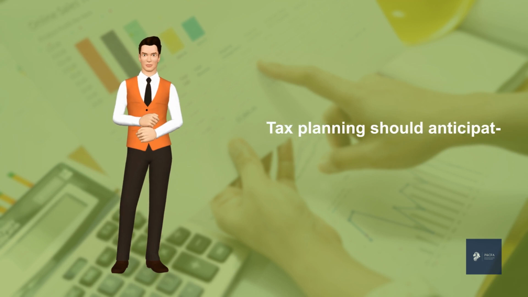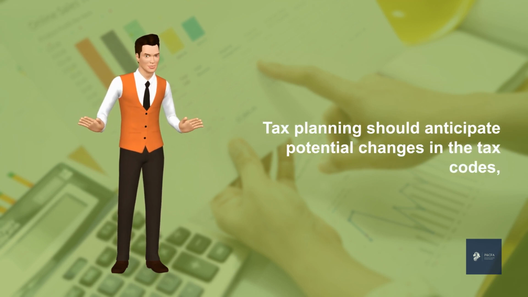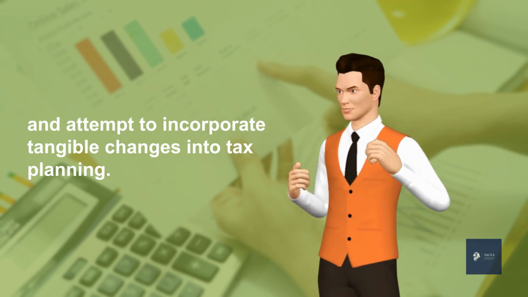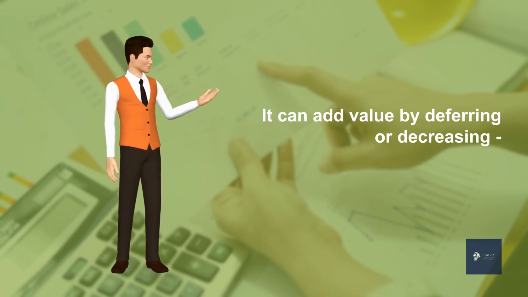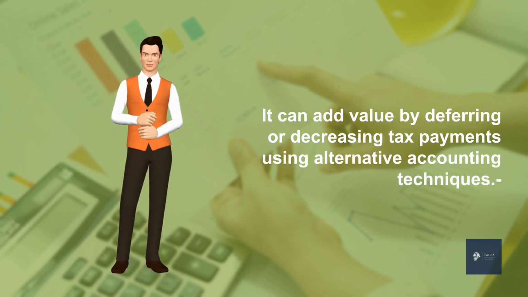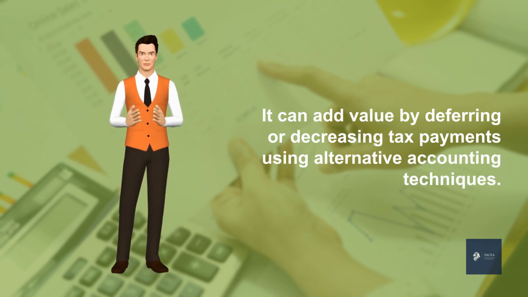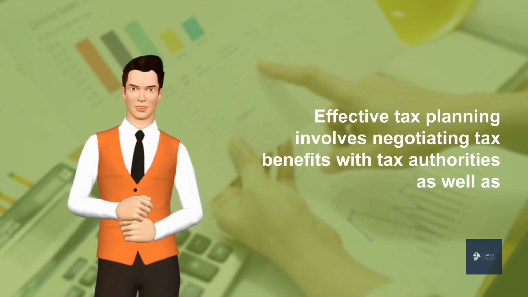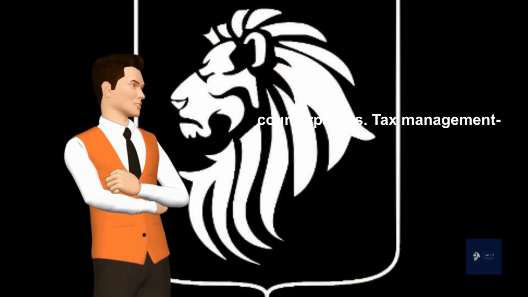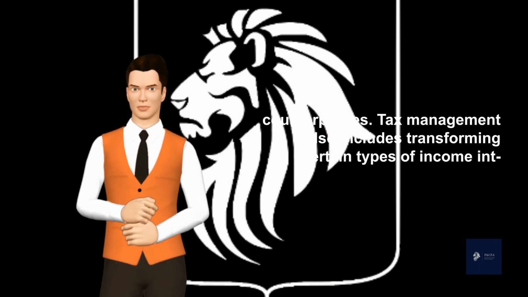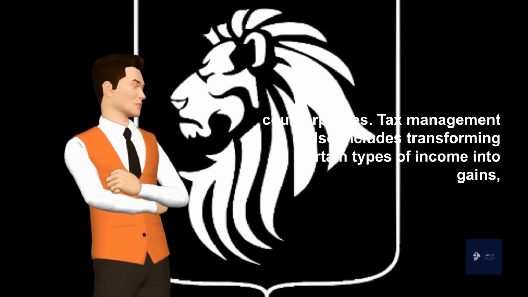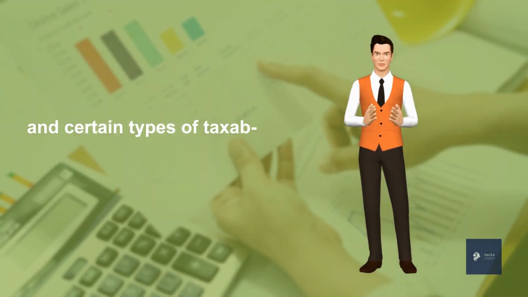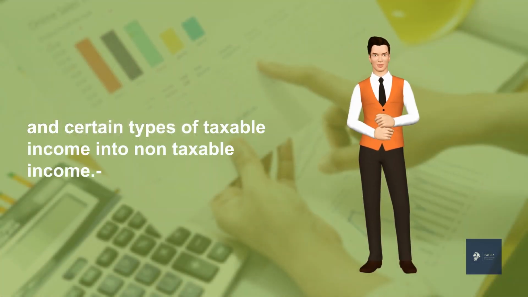Tax planning should anticipate potential changes in the tax codes, and attempt to incorporate tangible changes into tax planning. It can add value by deferring or decreasing tax payments using alternative accounting techniques. Effective tax planning involves negotiating tax benefits with tax authorities as well as counterparties. Tax management also includes transforming certain types of income into gains, certain types of expenses into losses, and certain types of taxable income into non-taxable income.